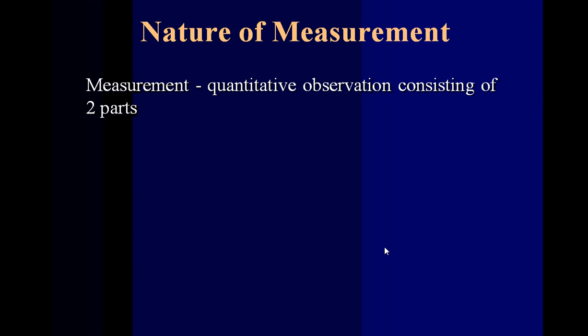Nature of measurement. Measurement has two parts. A quantitative observation consists of two parts. The first part, obviously, is the number. However, what a lot of you do, or you will find yourself doing this, is you'll stop right there. So we always have to have two parts of a measurement. There's a number and then its unit.